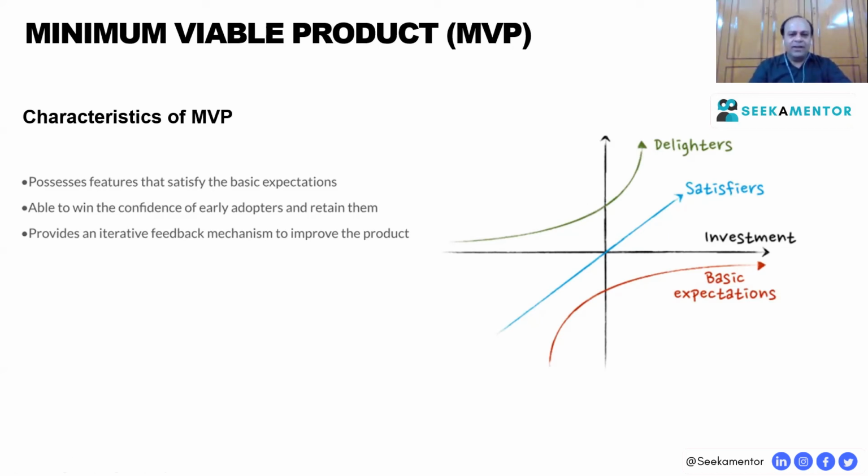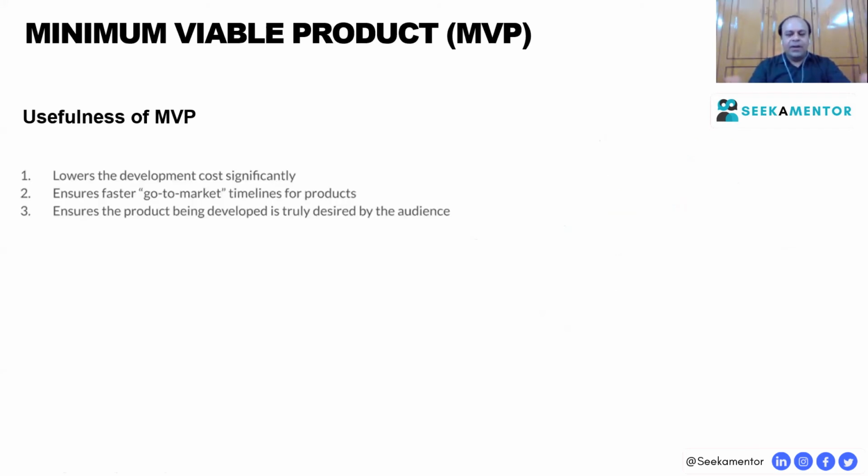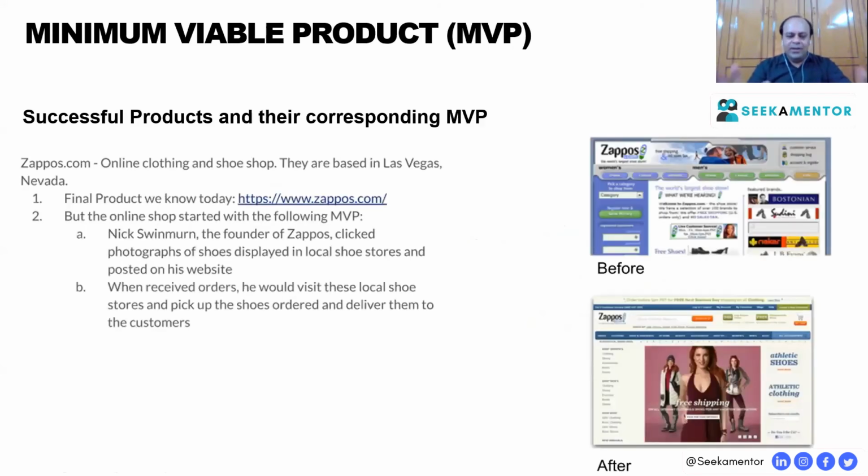These are a few characteristics of the MVP. Coming to the usefulness, why is it important? As I mentioned earlier, it will save your time, it will save your cost, and it will automatically push the product to have a better go-to-market strategy, and you can easily launch early to the market. And when is the best time to use it? As early as possible in the design phase.